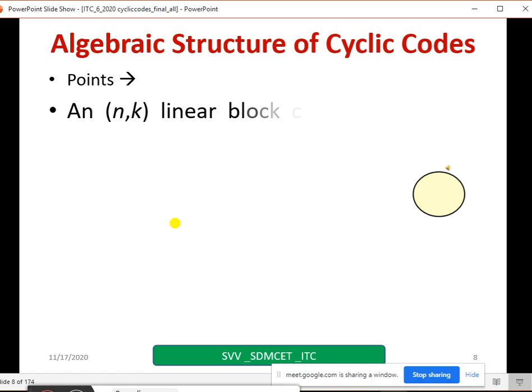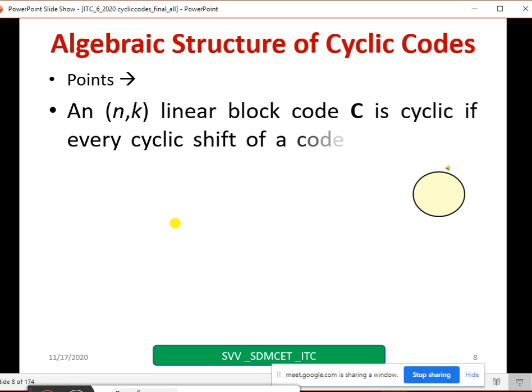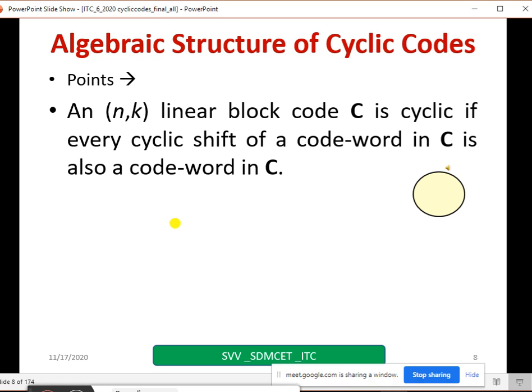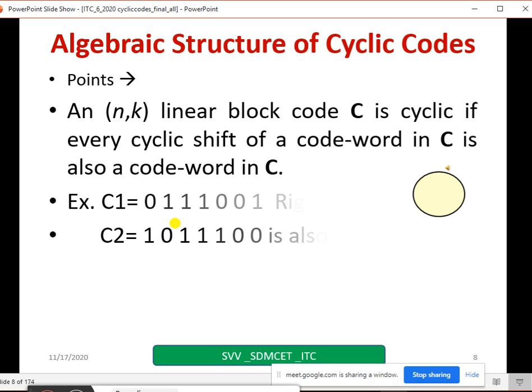An (n, k) linear block code C is cyclic if every cyclic shift of a code word in C is also a code vector or code word in C. An example is shown. C1 equal to, say, 0111. I do the right shift. Observe here. Right shift. So I'll get 1011. This one will come this side, so like a rotation it is. We call it a shift only, and it is also a code word.